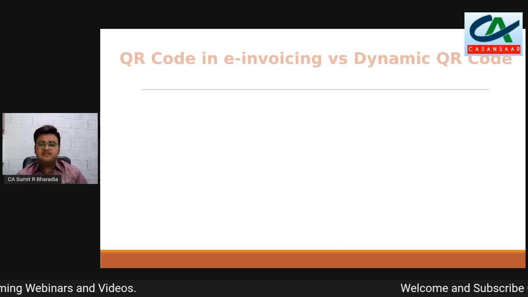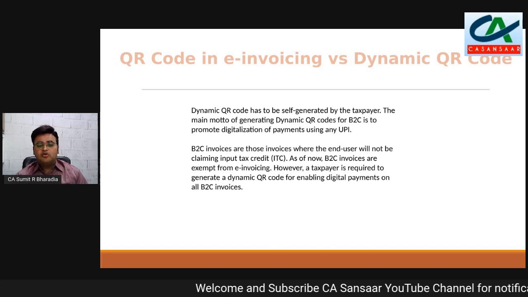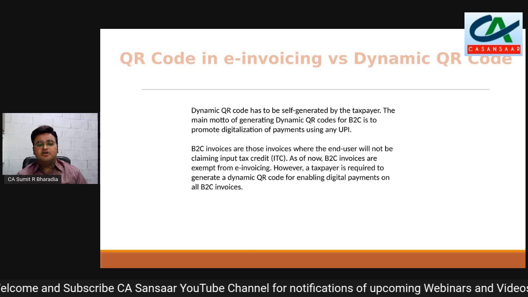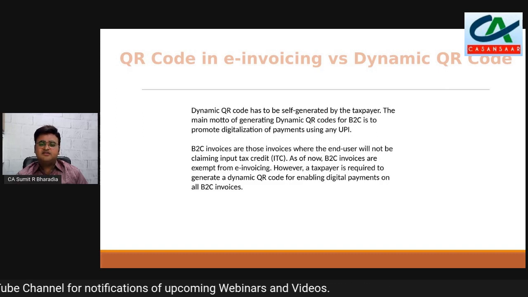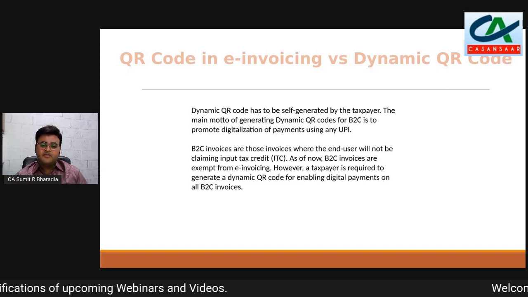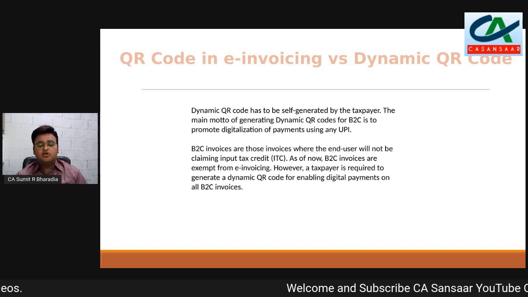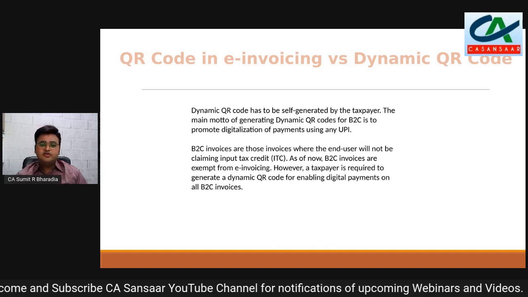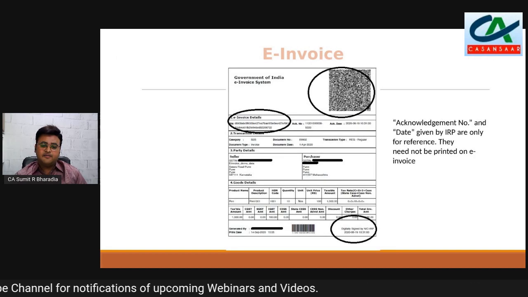QR code in e-invoicing versus dynamic QR code. Dynamic QR code is applicable to registered persons above 500 crores. Dynamic QR code is mandatory for B2C supplies. That is only for digitalized payment. When you get the e-invoice from the company, if there is a dynamic QR code, you can pay directly by scanning it. It should not be confused with the QR code under e-invoicing. The QR code under e-invoicing gives only the data of the invoice, whereas the dynamic QR code gives the payment gateway link.